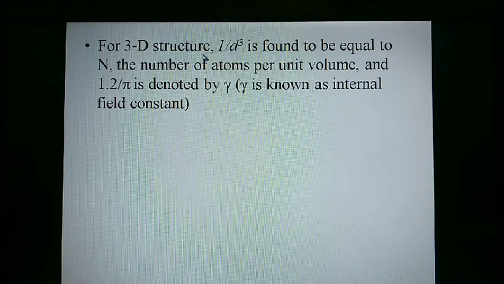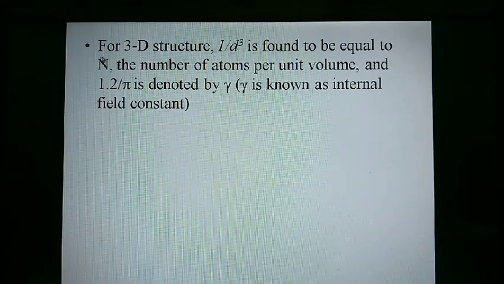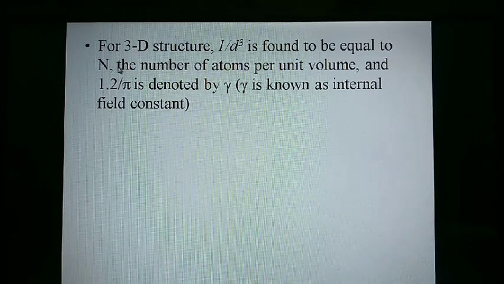For three-dimensional structure, it has been shown that 1 by d cube is close to the number of dipoles per unit volume. Here capital N is representing the density of dipoles, number of dipoles per unit volume. Here you are having 1 by d cube. It is dimensionally 1 divided by meter cube, and N is also having the same dimension. 1 divided by meter cube is the unit. Therefore dimensionally the two terms are the same.